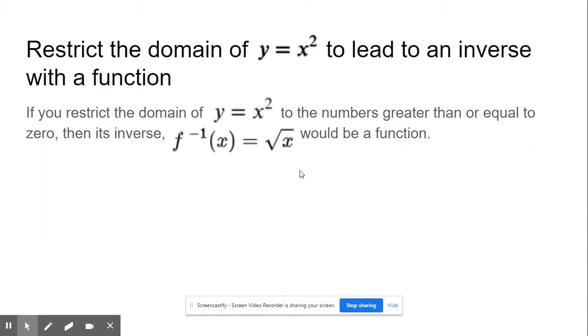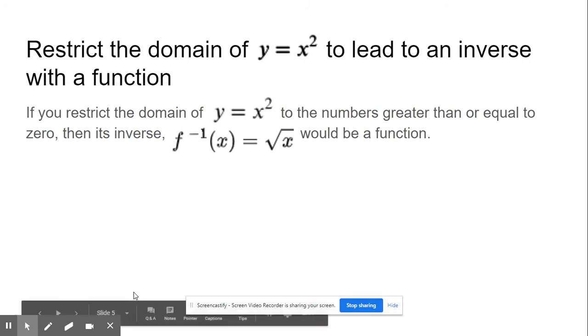However, if we were to restrict the domain of y equals x squared to just the numbers greater than or equal to 0, then its inverse would be a function, because you would only have the part going above the x-axis and not the part below the x-axis.